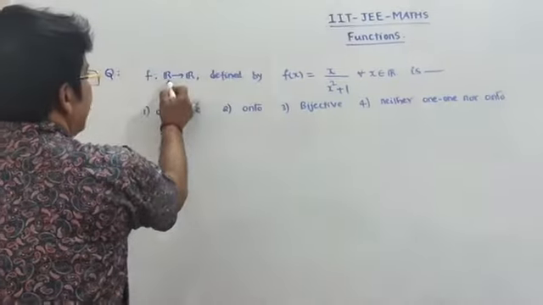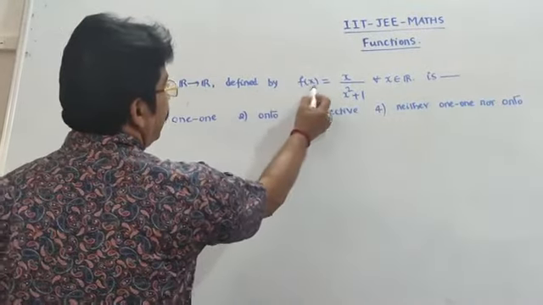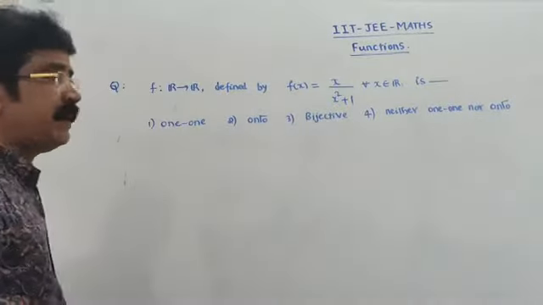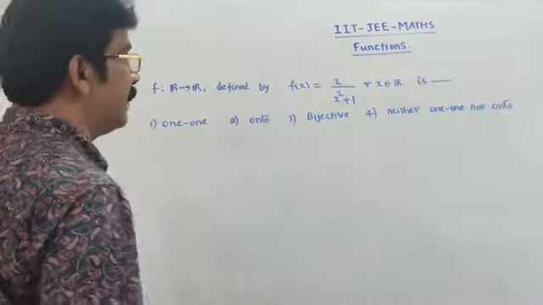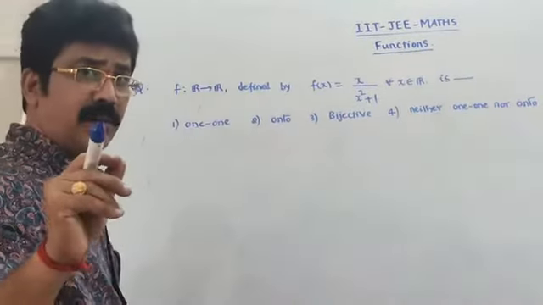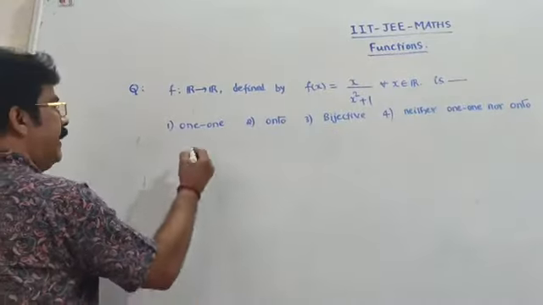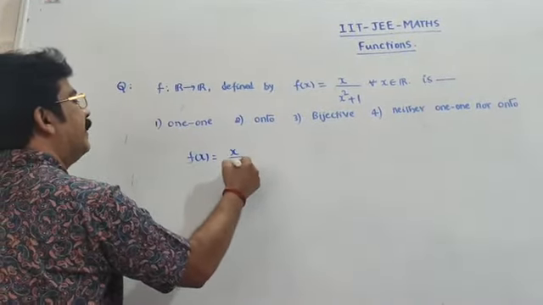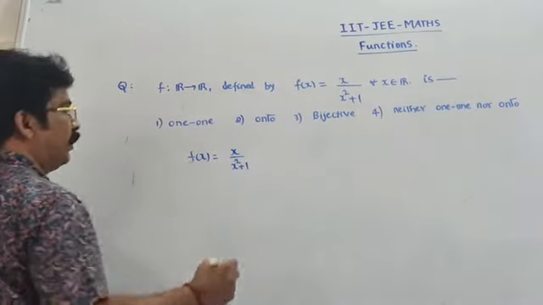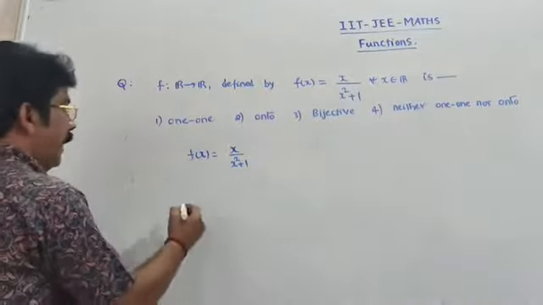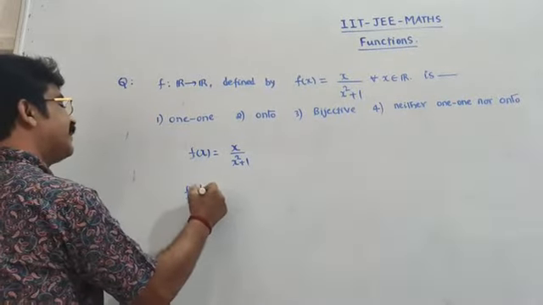F from capital R to capital R defined by f of x equal to x divided by x square plus 1, x belongs to capital R. We have to verify for one-one function and onto function. Here f of x equal to x divided by x square plus 1. Here I am using a new approach. What is f of 1 by x?